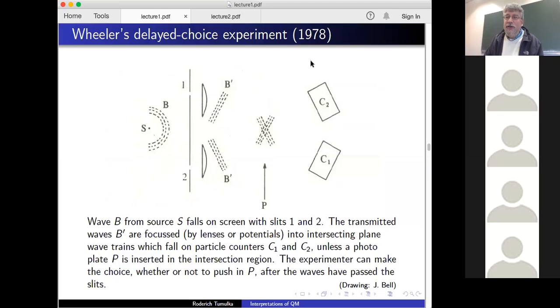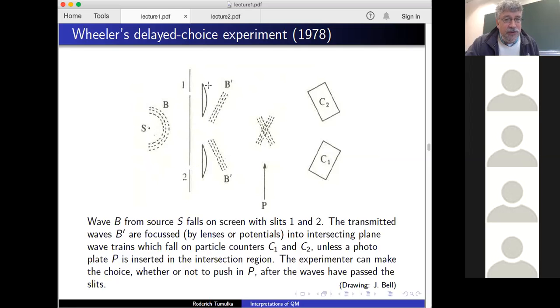Now let me move on to another experiment, an extension of the double-slit experiment. That's Wheeler's delayed choice experiment. Here's how that works. Again, you have this double slit. You see here this screen with the two slits. Here's a slit. Here's a slit. Here's the source S, and a wave function B is coming from the source. Part of it passes through the two slits.